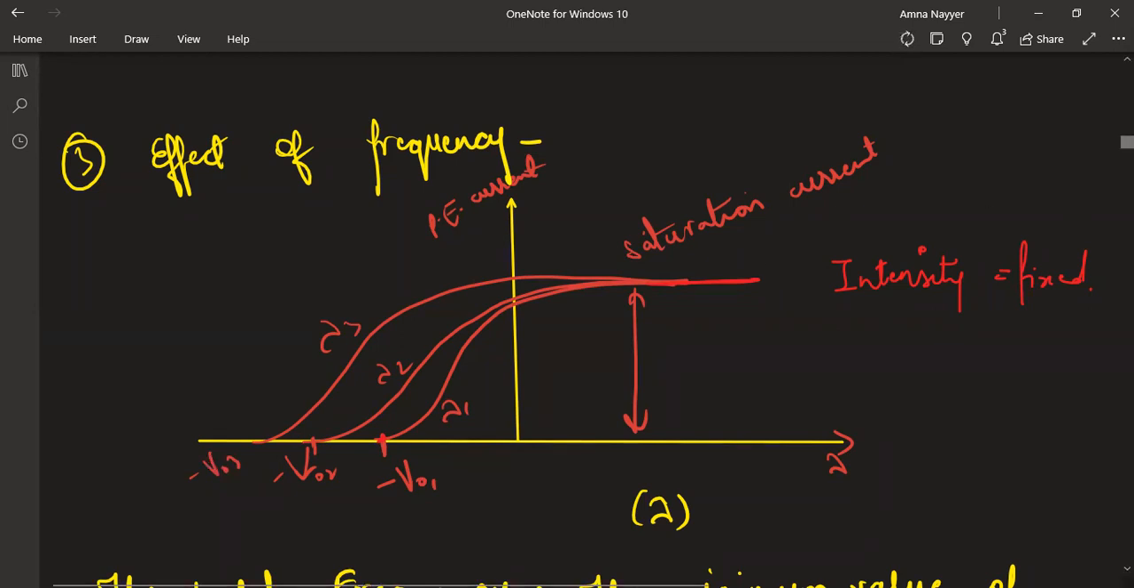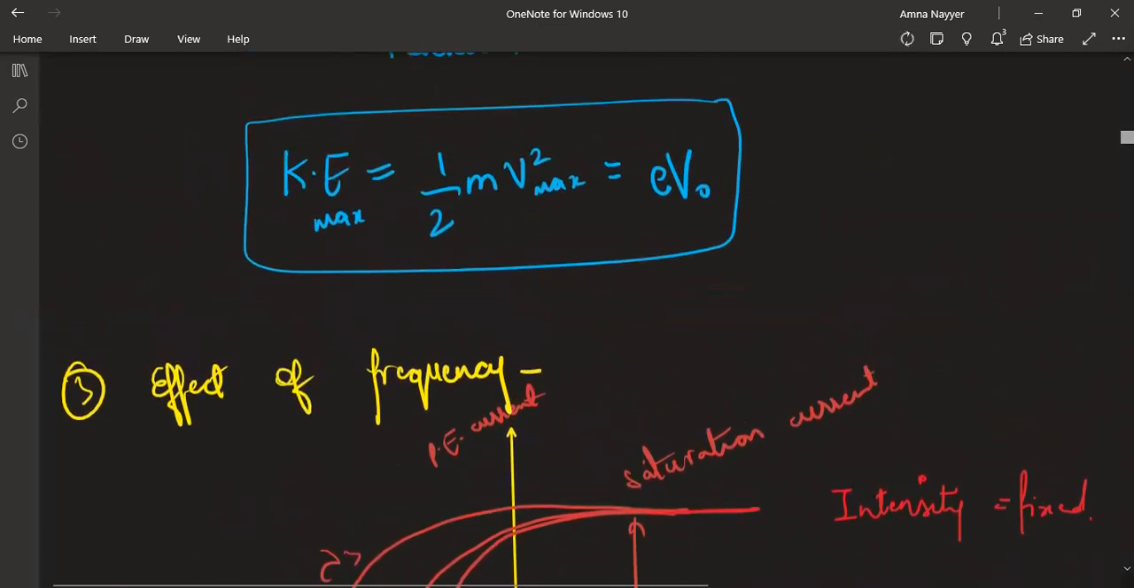One more formula you have to remember is of kinetic energy. If you multiply the electronic charge, e, with the stopping potential, you get the formula of maximum kinetic energy. Wherever in your physics you're getting a potential value, you can directly multiply it by the electronic charge and get the value of kinetic energy.